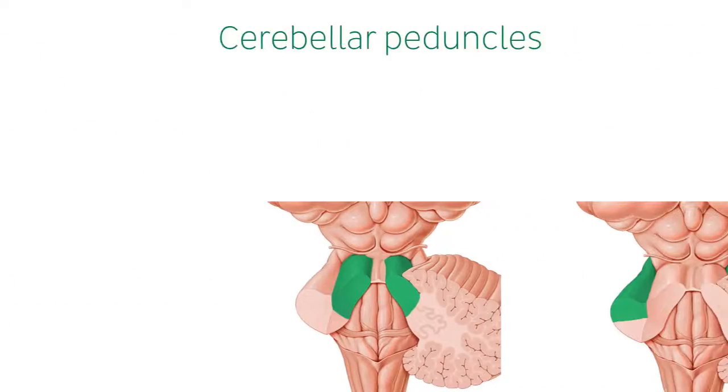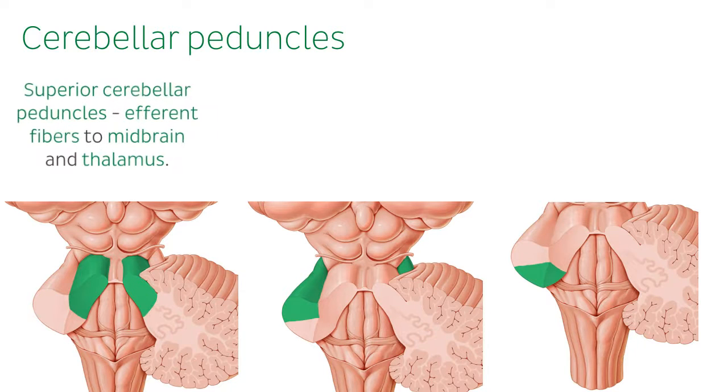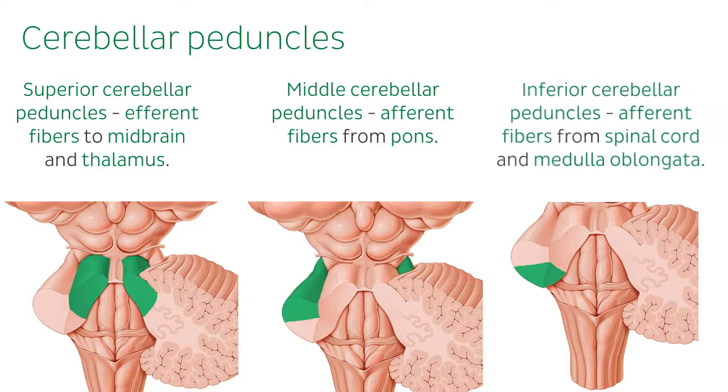So now that we have looked at all three pairs of the cerebellar peduncles in detail, let's just have a quick overview of these peduncles and their connections. Hopefully this will help you remember them more easily and commit to memorizing them. Now, the superior cerebellar peduncles transfer information from the cerebellum to the midbrain and the thalamus, while the middle cerebellar peduncles will be transferring information from the pons to the cerebellum, and the inferior cerebellar peduncles transfer information from the spinal cord and the medulla oblongata to the cerebellum.